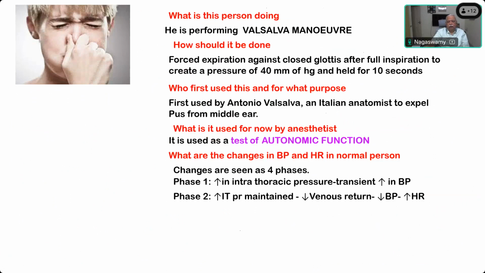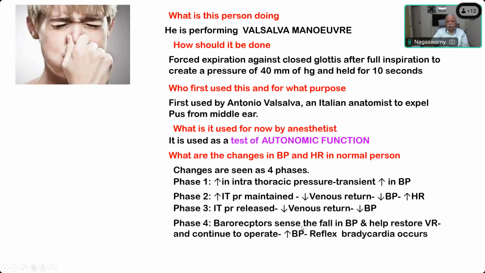Phase 2, the raised intrathoracic pressure is maintained. This will now prevent venous return coming back into the heart. This will reduce the BP, so there will be a compensatory increase in heart rate. And phase 3, the patient releases, 10 seconds are over. So the patient releases the intrathoracic pressure. There is a decrease in venous return again and decrease in BP. Okay? And in phase 4, baroreceptors sense the fall in BP, help to restore venous return and continue to operate.